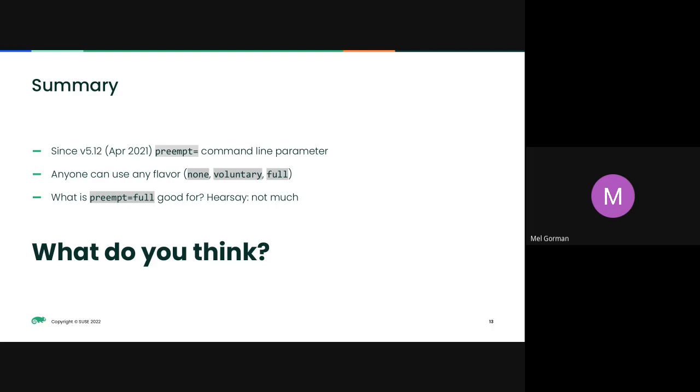So preemption changes over time. What was true 20 years ago is not true now, and it's not even true as of 2 years ago. So this question is just going to remain live, but if you delete preempt full, it might take a year or two before someone complains, but someone will complain.